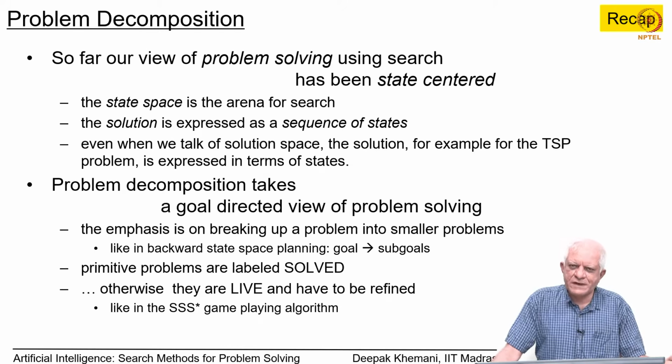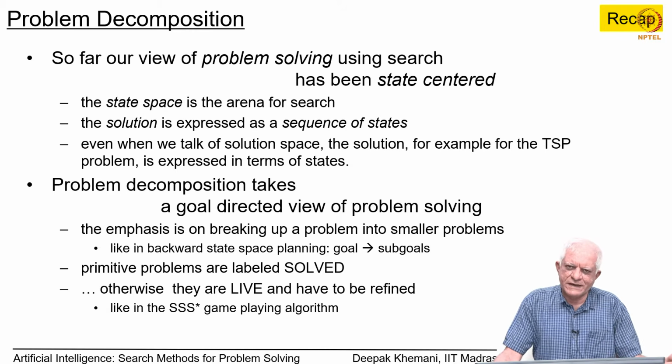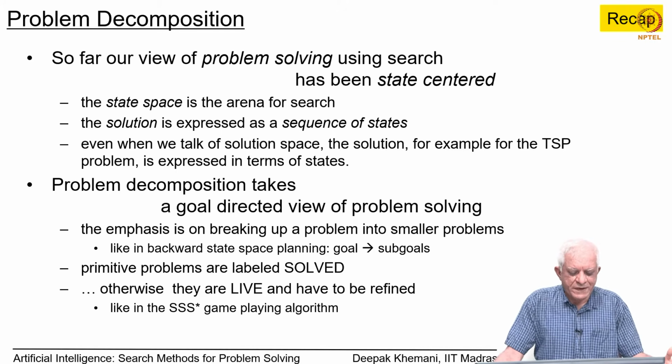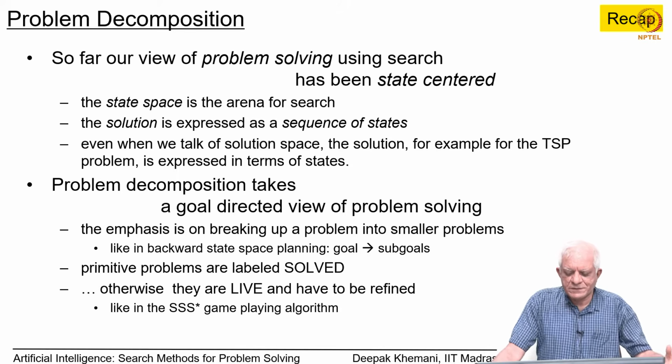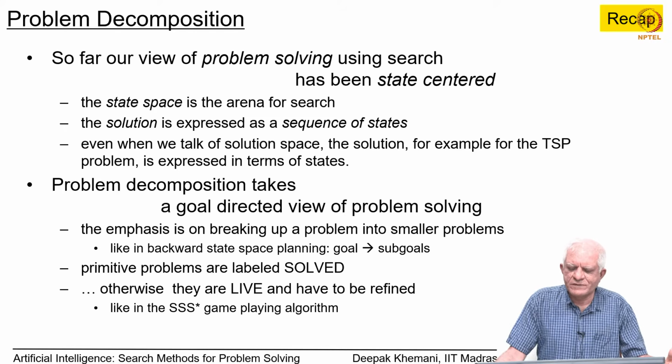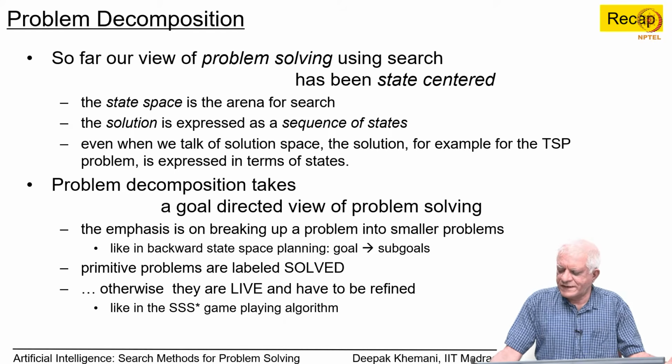After that, we looked at problem decomposition, and we said that we will take a goal directed view, that if we have a goal or a problem to solve, we will break it up into sub goals and address each sub goal separately. And this approach led us to this idea of goal trees, where the emphasis is on breaking the problem into smaller problems, or AND/OR trees as we call them, and we kind of moved from goals to sub goals essentially. We also saw this when we were looking at forward state space, backward state space planning.